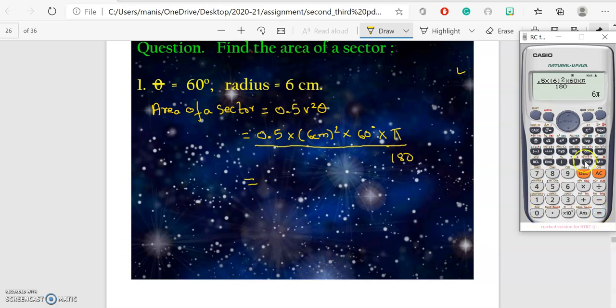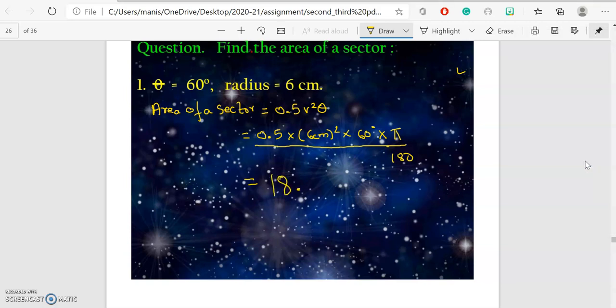So my answer is what? 6 pi, or my answer is 18.84 centimeter square. So 18.84 centimeter square. Remember, we have to write the correct units properly. Since it is area, we will be writing it with the square.